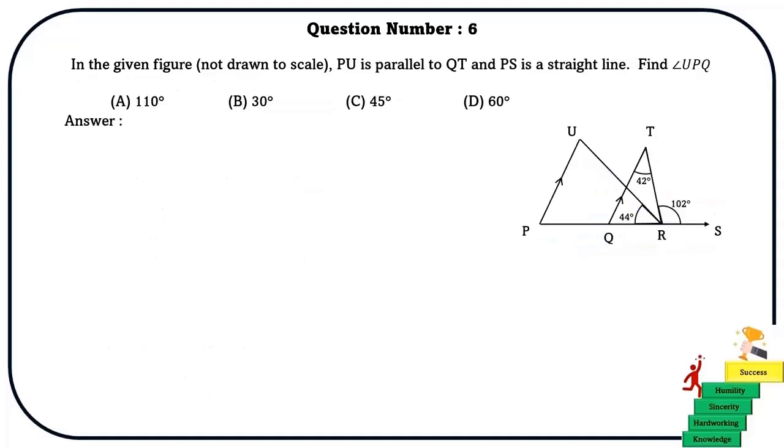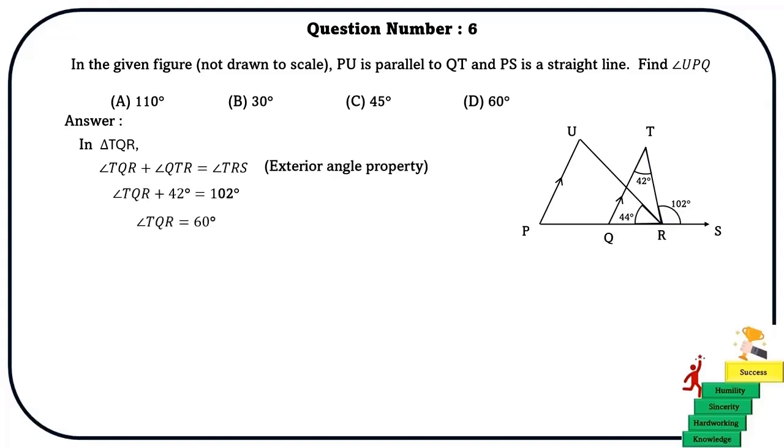Question number 6. In the given figure not drawn to scale, PU is parallel to QT and PS is a straight line. Find angle UPQ. In triangle TQR, angle TQR plus angle QTR is equal to angle TRS, exterior angle property. So angle TQR is equal to 60 degrees. As PU is parallel to QT, angle UPQ is equal to 60 degrees, corresponding angles.